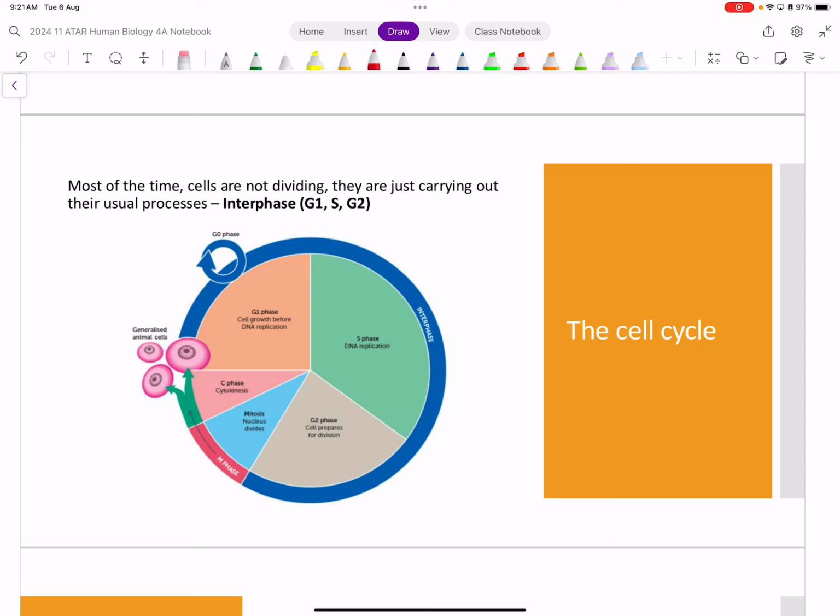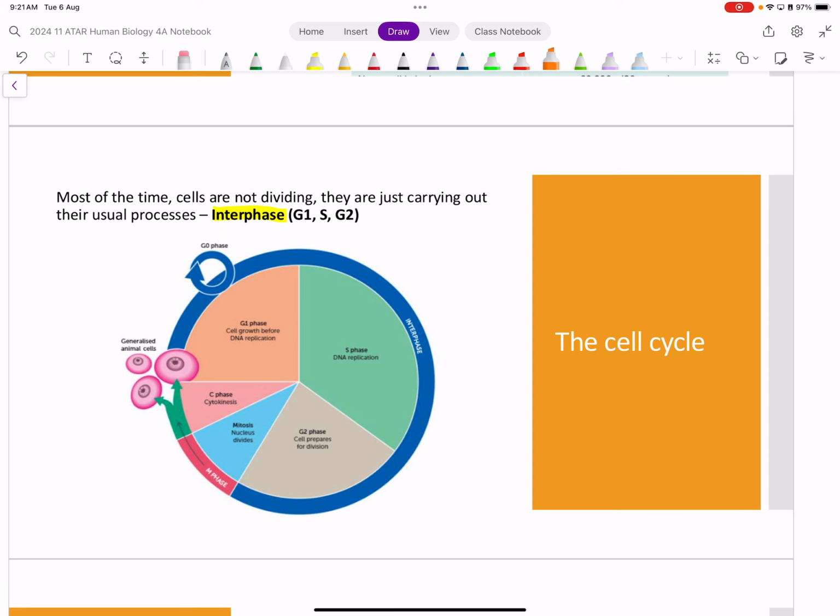All right, so when we look at the cell cycle, it's really important for us to realize that mitosis is only a really, really small part of the cell cycle. The majority of our cell cycle is a process known as interphase. And interphase has quite a few different groups.